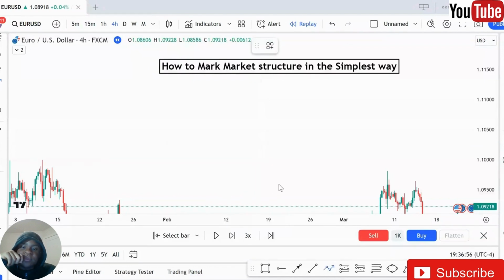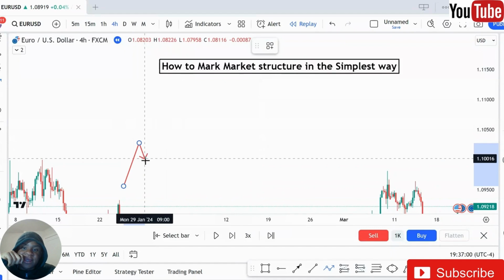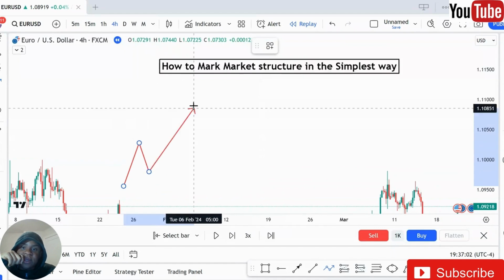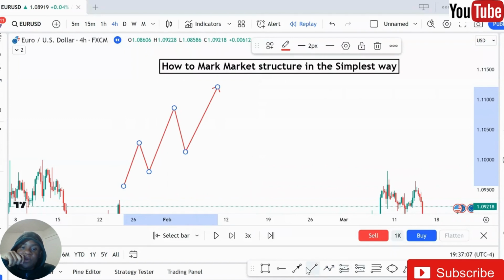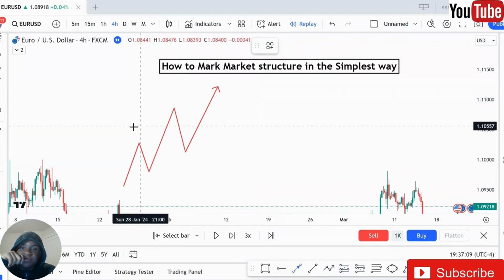Now, we all know for a bullish momentum, market moves like this: higher high, higher low, higher high, higher low, higher high. Now, in our eyes, we are seeing a break of structure here.